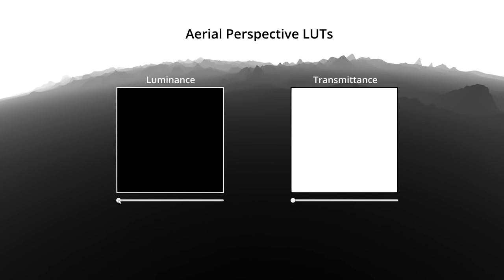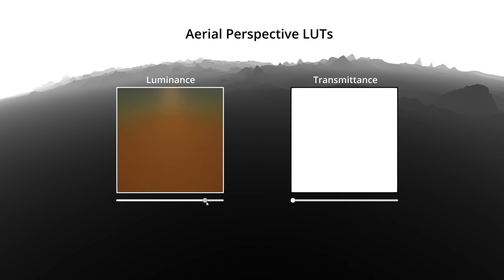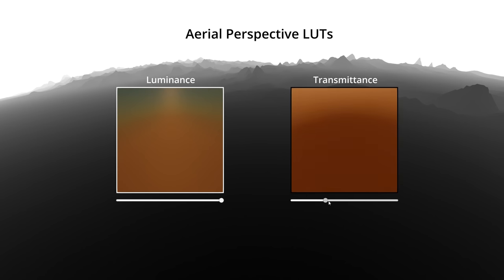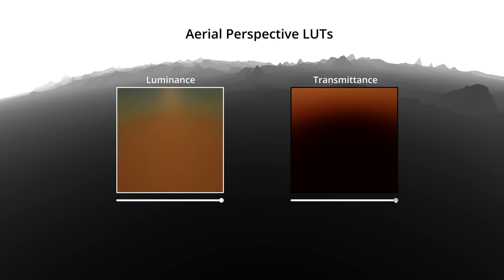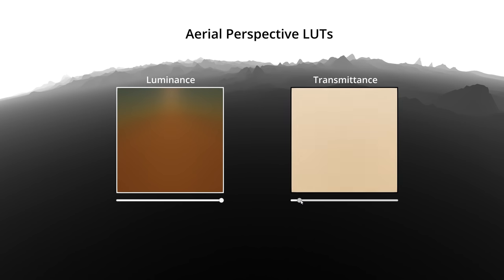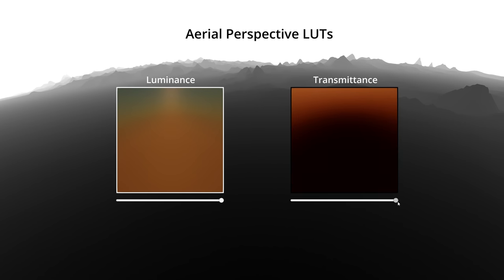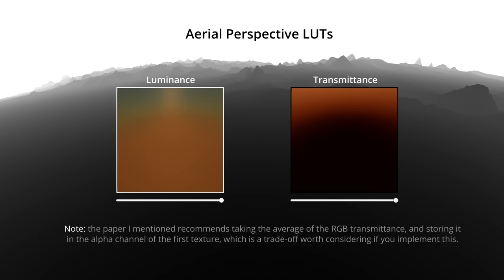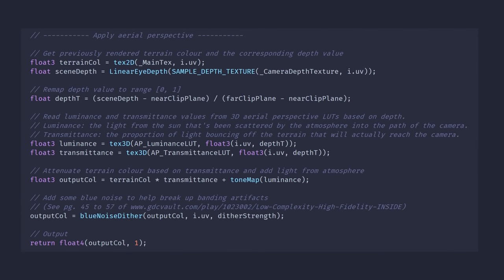There's the light from the sun that reaches us after scattering through the atmosphere, which is what we're looking at on the left here, but then there's also something called transmittance, which tells us how much of the light that's bounced off the terrain in the direction of the camera is actually going to reach the camera, because some of it will get scattered away as it travels through the atmosphere. Thankfully, these textures can be really tiny and still give good results, otherwise this obviously wouldn't be a very good optimization at all. Here's the code, by the way, where this is actually applied.